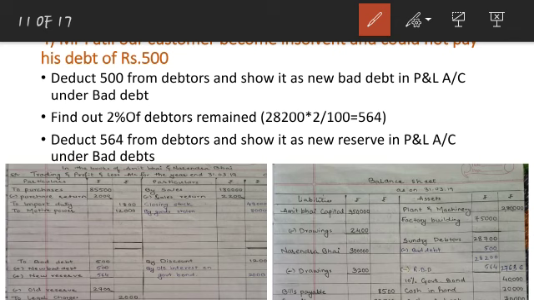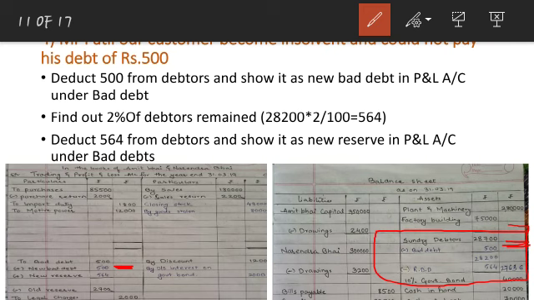We'll go to the asset side. Here you can see the sundry debtors amount was already mentioned. This 500 is new bad debt, which we will deduct out of it, and this 500 will also be written here to the debit side of profit and loss account. Here, this side, add new bad debt. New bad debt is deducted from sundry debtors in asset, and it is added to the bad debts in profit and loss account debit side.